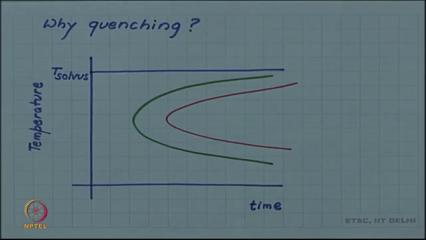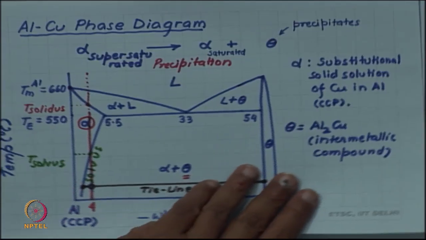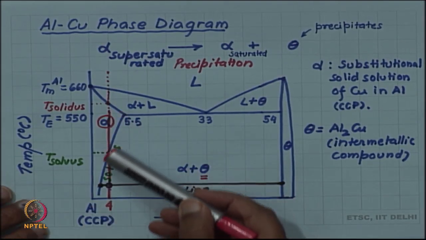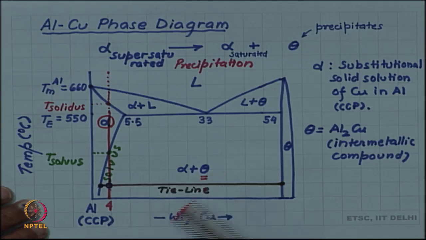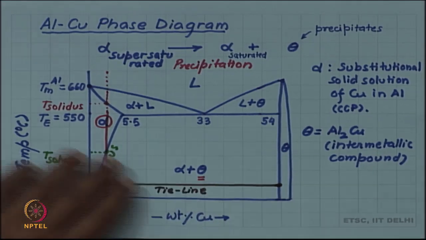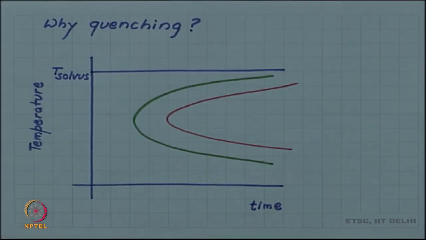So, these precipitates which are forming create an obstacle to dislocation motion and create hardening. But why do we need to quench? Even if we slow cool alpha, theta will form in equilibrium. Why do we need to quench? So, let us look at the reason for quenching.